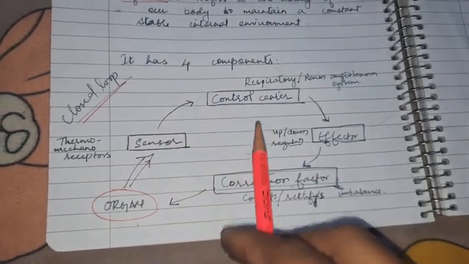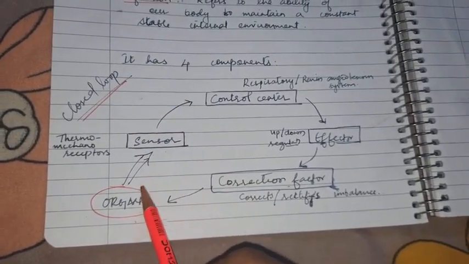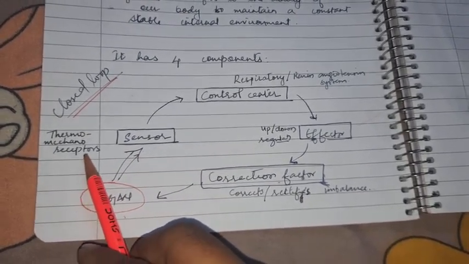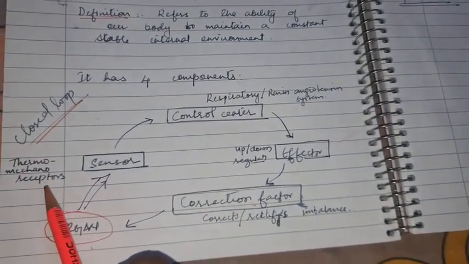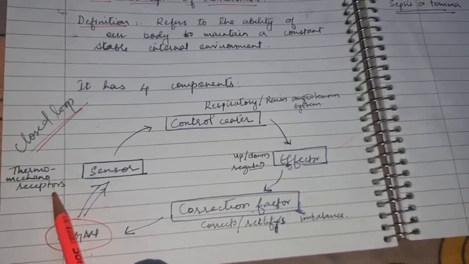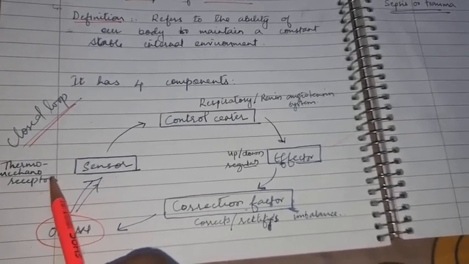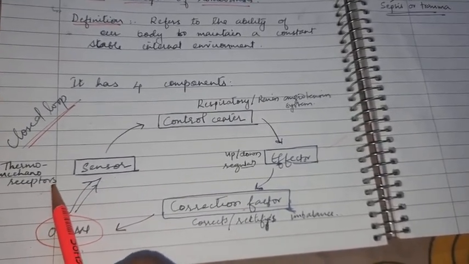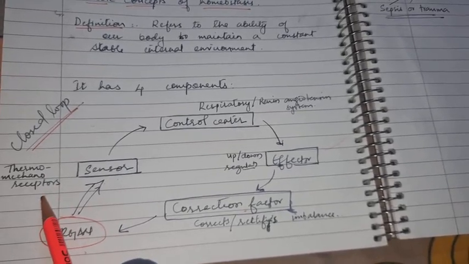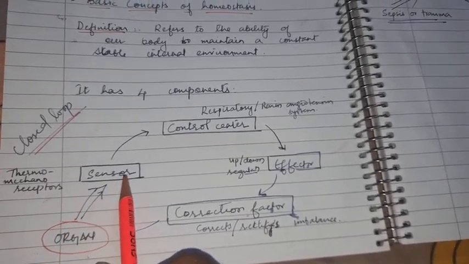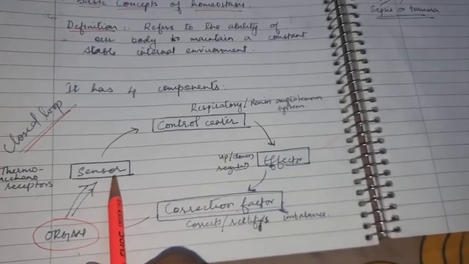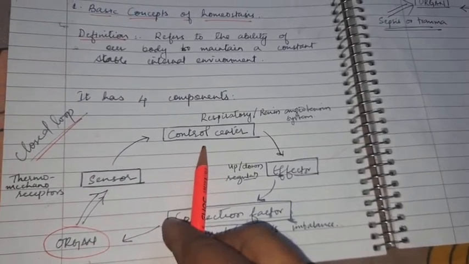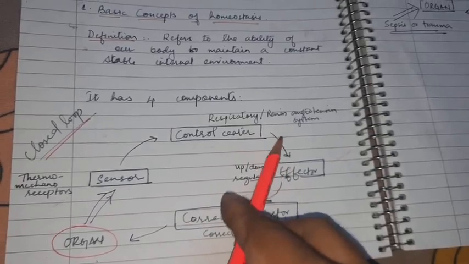Now the four components are, first is the sensor which is present over the organ. These sensors are thermomechanoreceptors, that is, they sense the mechanical duress or the thermal duress. That is, if there is a fever, if there is hypothermia, the thermal sensors come into play. If there is decreased BP, hypovolemia or hypertension or edema, then the mechanical receptors come into play. Now these sensors sense the deviation in the homeostasis, and they convey it to the control center, that is the respiratory center or the renin-angiotensin system.